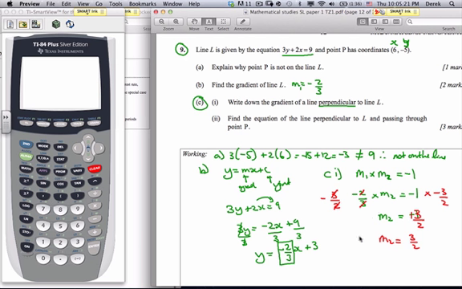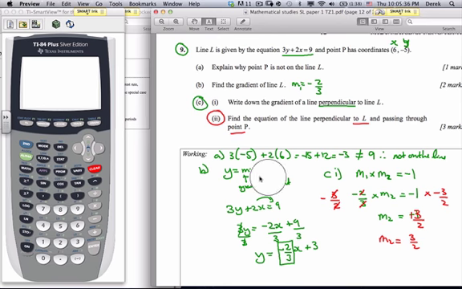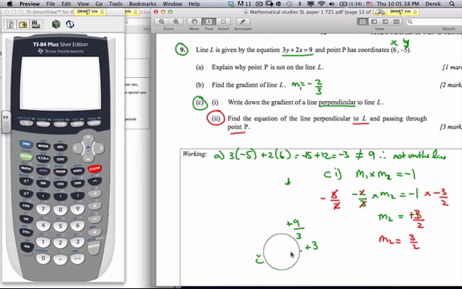Different ways you can do it. I mean, it's pretty straightforward. And then 2, find the equation of the line perpendicular to L passing through the point P. Well, let's make a little bit of space for ourselves here.